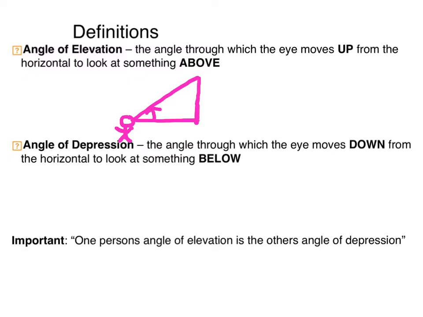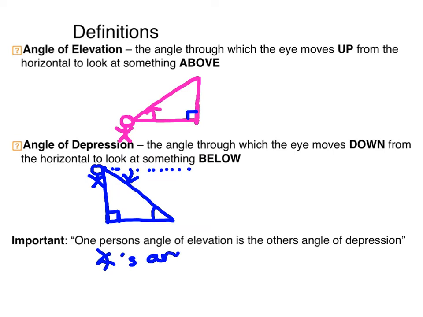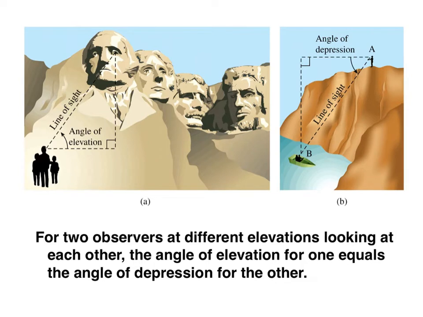However, the angle of depression is where you have a person up above something and they're looking down at something from the horizontal line. So this is our angle of depression. And using the alternate interior angles, we could say that this angle is the same as that angle of depression. And again, one person's angle of elevation is the other's angle of depression because the angles are congruent.